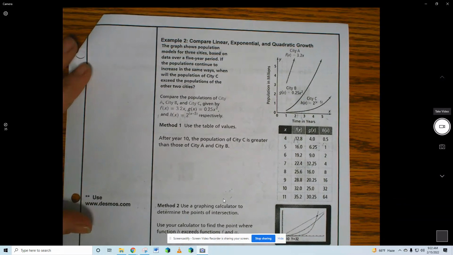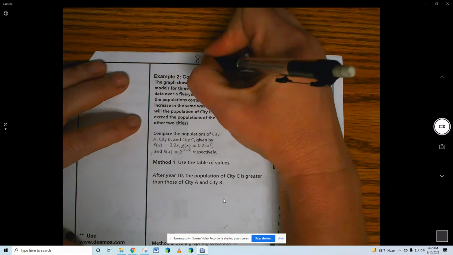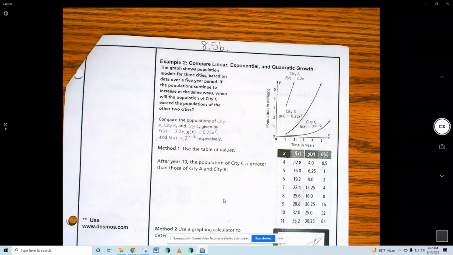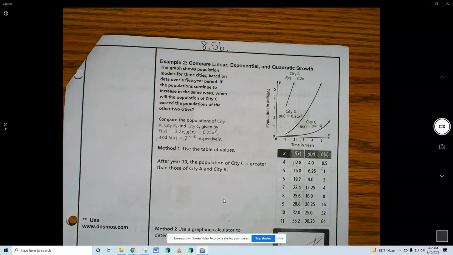So we are on the second part of 8.5. This is 8.5b. And what we're talking about is we were learning how to identify, using a table of values, which one was exponential, what was quadratic, what was linear. Linear was when we added the same amount to the y values. Exponential was when we multiplied the y values by the same value, like every y value multiplied by 3. Or I could multiply by a half, multiplied by a fourth, and had exponential decay.